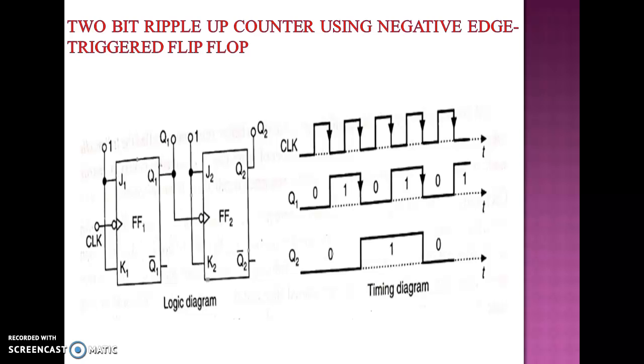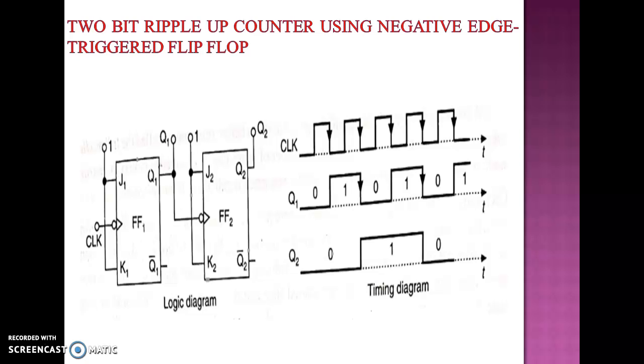At the negative going edge of the second pulse, flip-flop 1 toggles. So Q1 changes from high to low, that means 1 to 0. And this negative going signal is applied to the clock of flip-flop 2. Flip-flop 2 is activated and hence Q2 goes from low to high. Therefore, Q1 equal to 0 and Q2 equal to 1. That means 1, 0 is the state of the counter after the second clock pulse.